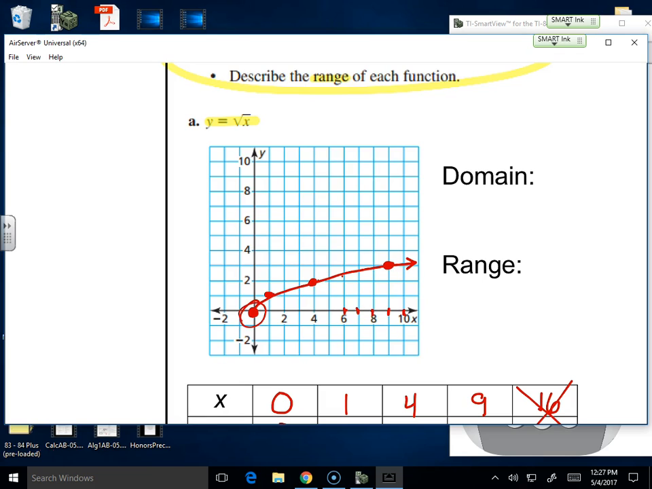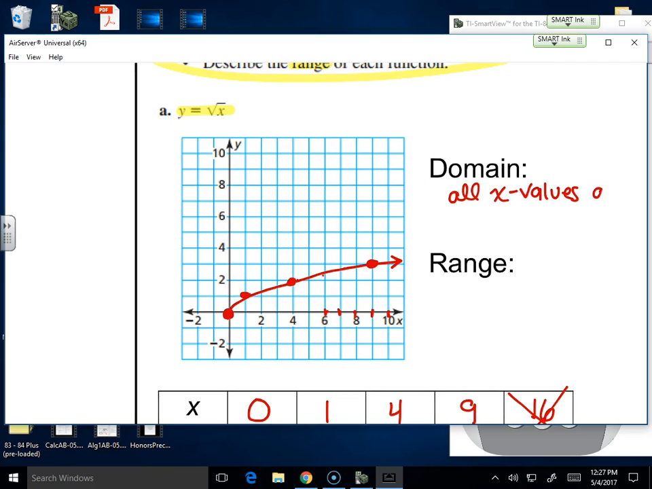Yeah, it doesn't go beyond 0. So we have to say that x is bounded by 0. So we can say the domain is all x values above or equal to 0. All positive numbers including 0.